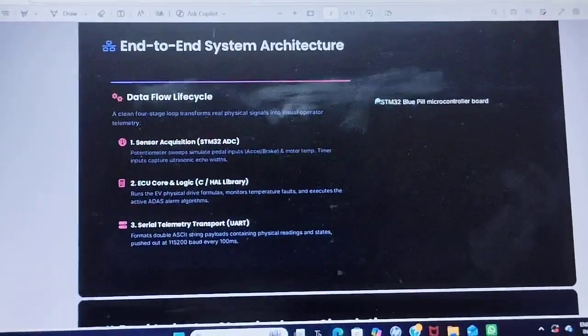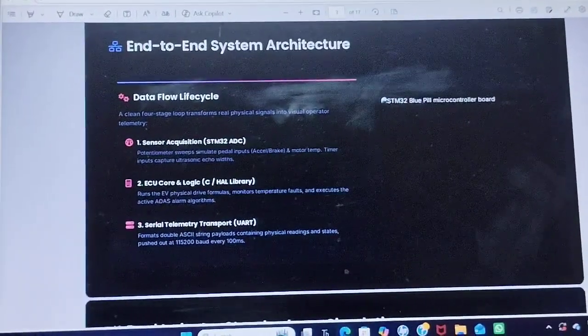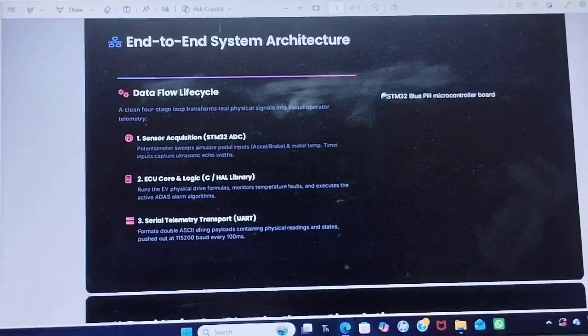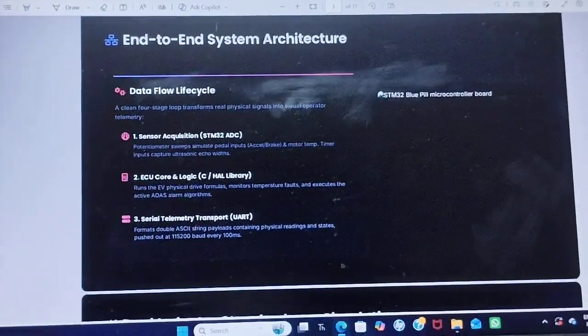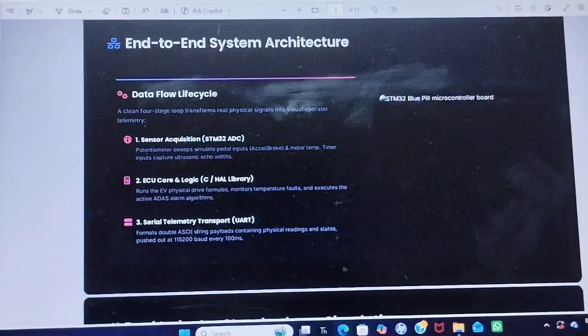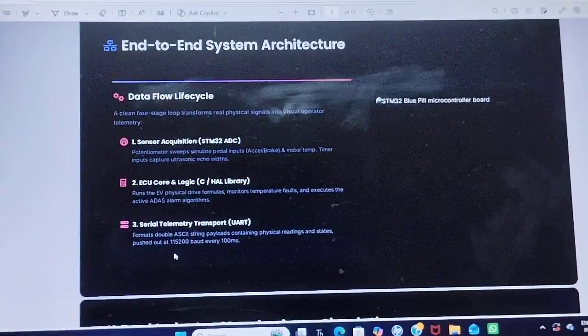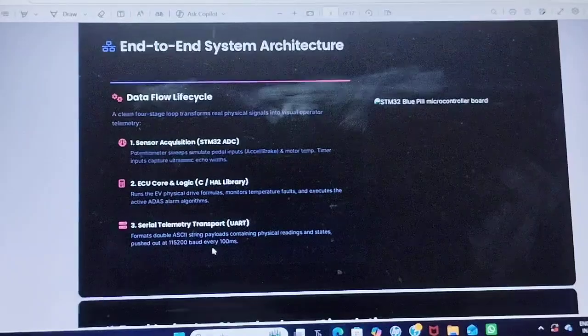UART is a universal asynchronous receiver and transmitter. It's a protocol we can use to connect microcontrollers and sensors. It's the most commonly used protocol for embedded systems. Using it, we send 12,000 bytes every 100 milliseconds.